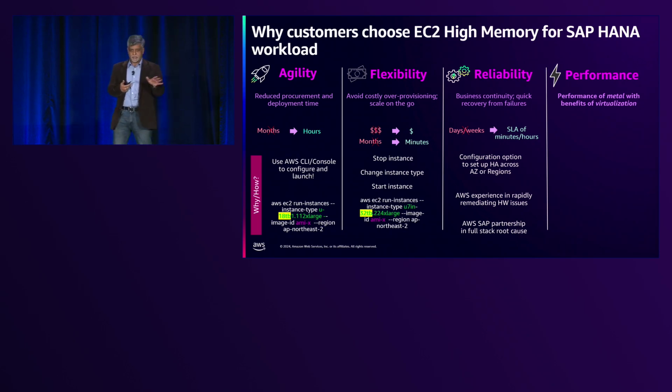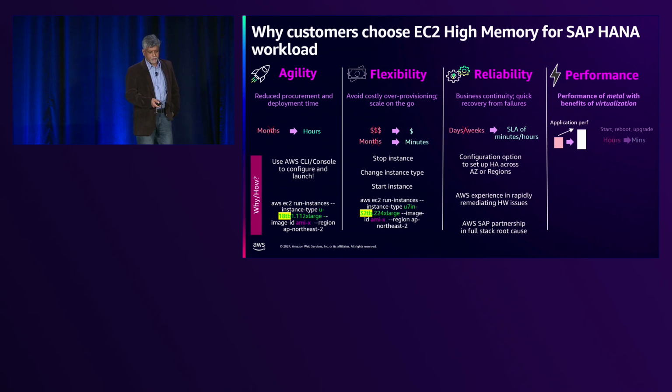And finally, in performance, we are known for delivering the performance with all the benefits of virtualization. So there is no compromise. The EC2 instances give you all the benefits of virtualization, like quick reboot, quick upgrade, quick stop. Those are all the hallmarks of virtualized instances. But at the same time, we deliver performance similar to bare metal and meet the stringent requirements of SAP benchmarks to get their certification.